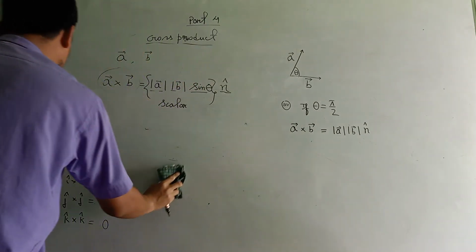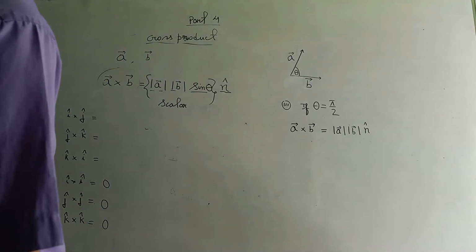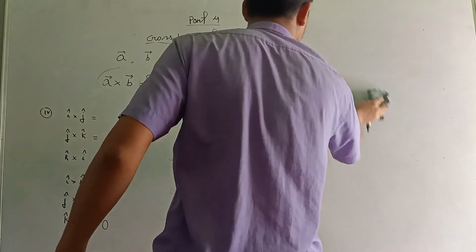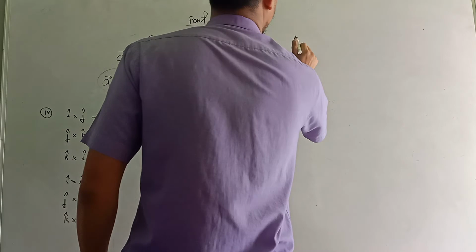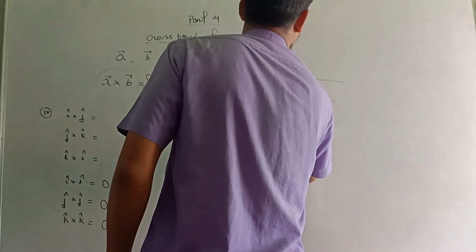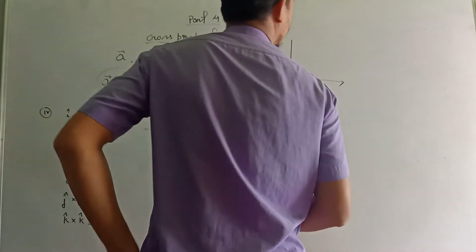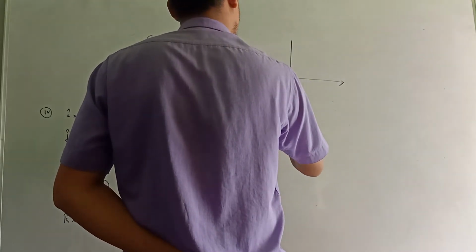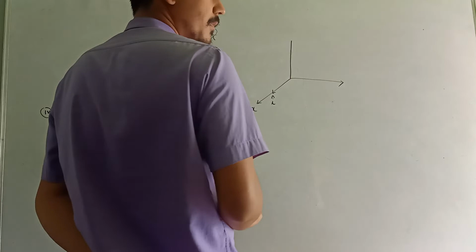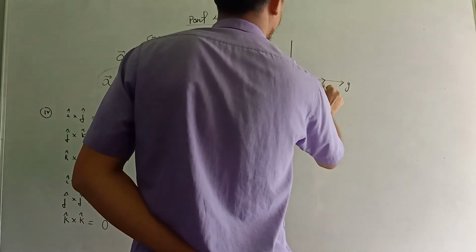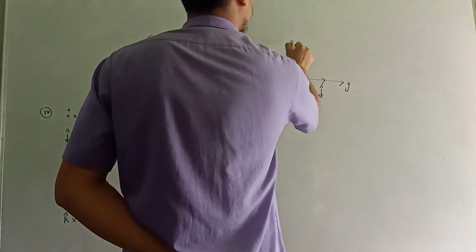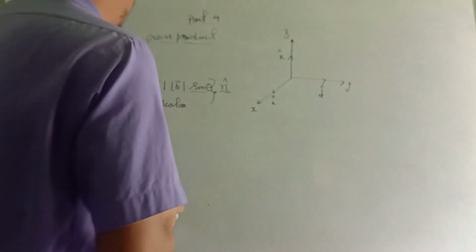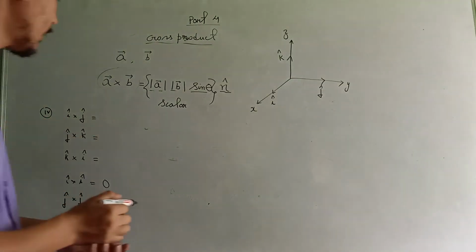Now, what about i cross j? What about j cross k? What about k cross i? For that, I need to draw a simple figure. Suppose this is x-axis. If this is x-axis, then its direction will be i cap. If this is y-axis, its direction will be j cap. If this is z-axis, its direction will be k cap. I want to find out i cross j.